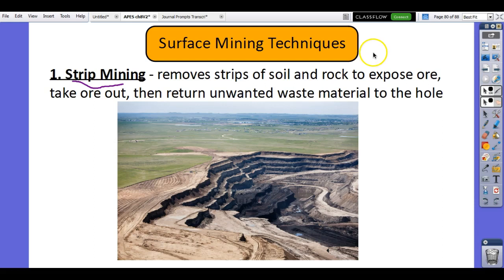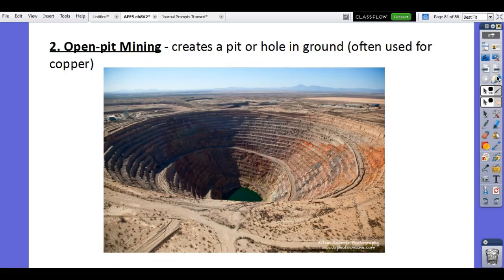So the next type is open pit mining. Guess what that makes? A big open pit. I know, they were so smart when they named these, right? All right, open pit. You make a big open pit, or a hole in the ground. They do this a lot for that copper like we saw in the video.